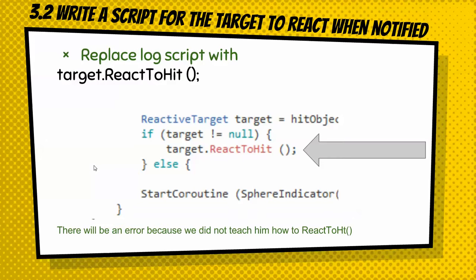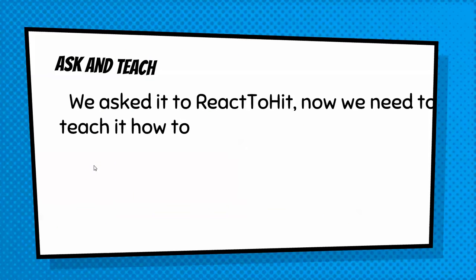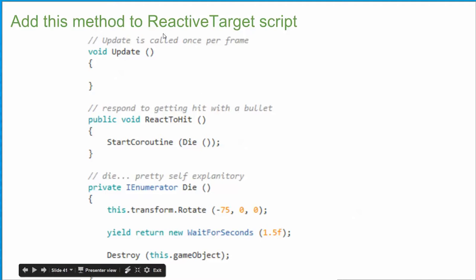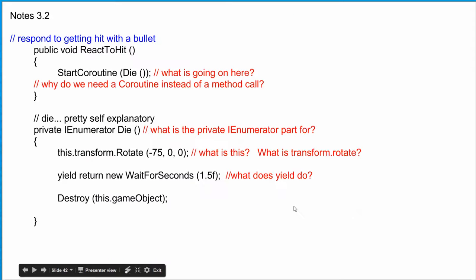We have to teach it how. We asked it to react to hit, now we need to teach it how to. This is going to go into our ReactiveTarget script, so go ahead and type this into your ReactiveTarget script. Let's take a look. What should this do? We want our enemy to respond to being hit with a bullet. What's going on here? We're starting a coroutine.